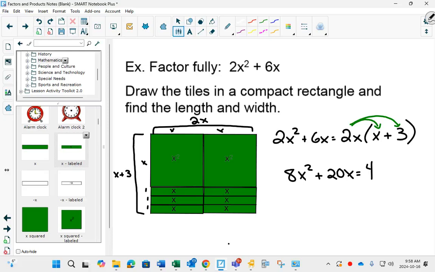Then you look at your variables and say, is there a variable in common in both of them? And they both have an x. So I could also pull out an x. Then I look at what's left. If you pull a 4x out of 8x squared, well, to make the 8, you would need a 2. And to make the x squared, x times x is x squared. And if I pull a 4 and an x out of here, well, there would be no x left, but 4 out of 20 would leave me with 5.